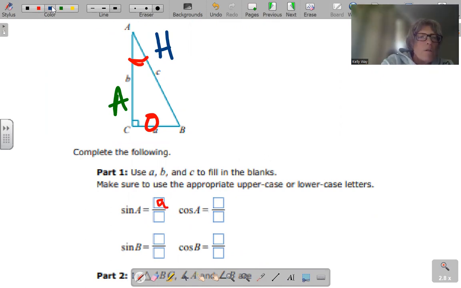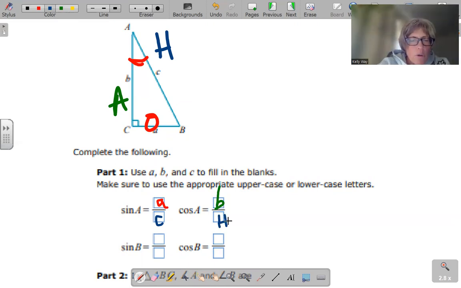And the hypotenuse is a lowercase c. So the sine of angle A is the A over C variable. The cosine of A is adjacent over hypotenuse. So that's going to be B over H.